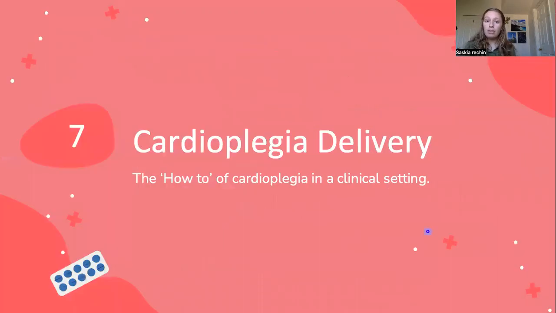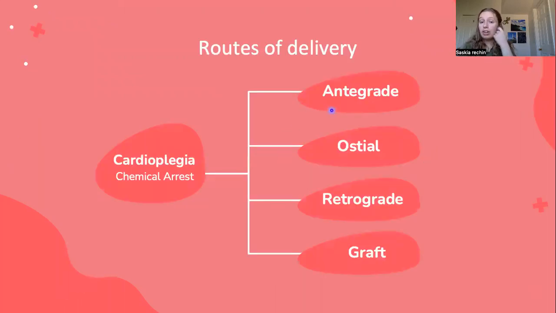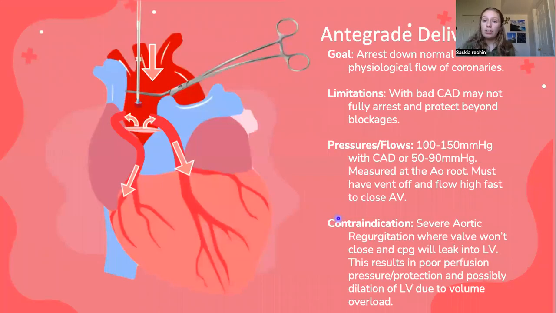And then reanimation does require adenocaine administration and then just a normal hot shot post before your cross clamp is removed. So now we're going to talk about actual clinical delivery of cardioplegia and the options: antegrade, ostial, retrograde, and graft. Let's talk about what would be required for both.